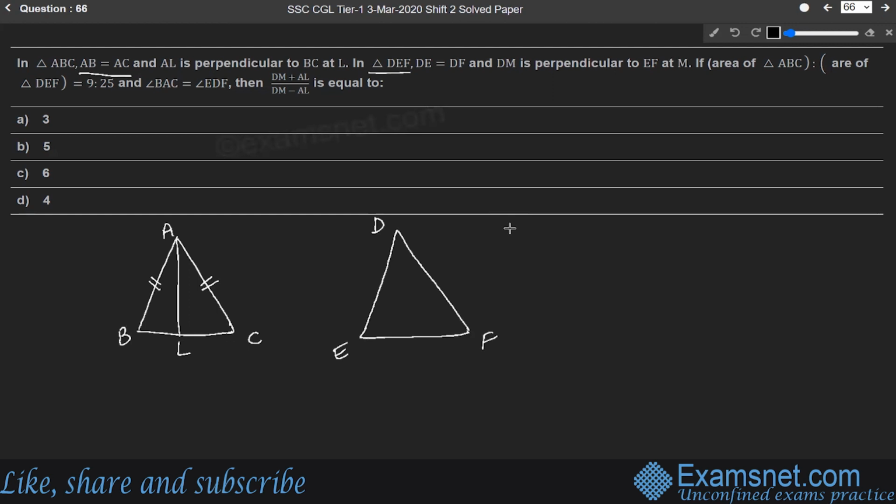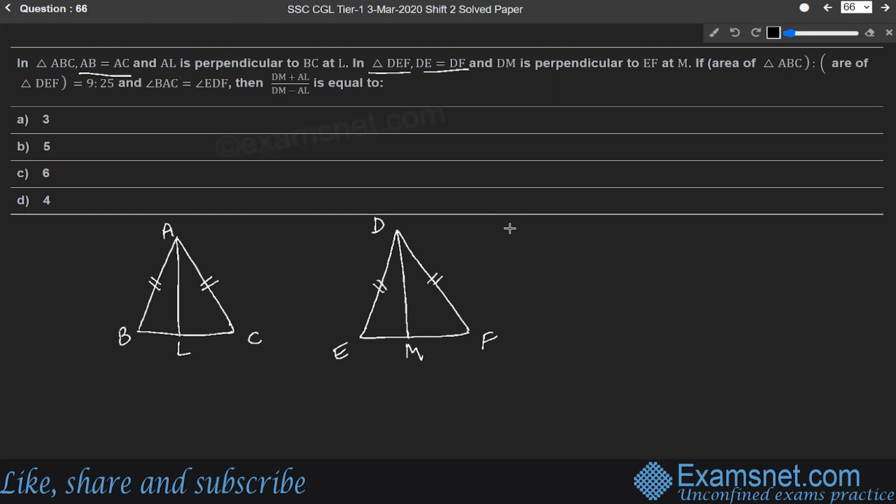In this triangle, DE is equal to DF and DM is perpendicular to EF at M. So let's make a perpendicular to EF, which is DM. So here DM is the perpendicular to EF at point M. Now the ratio of area of ABC and area of DEF is given.